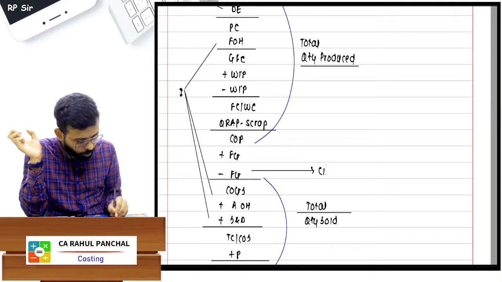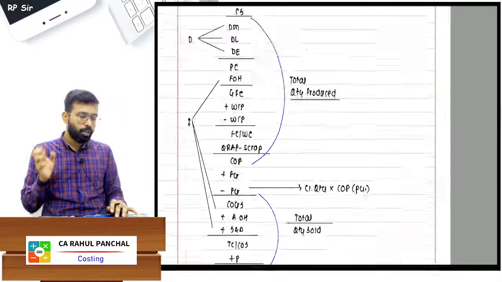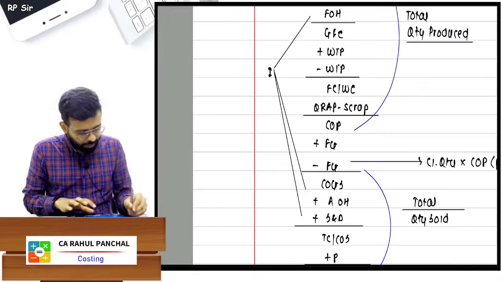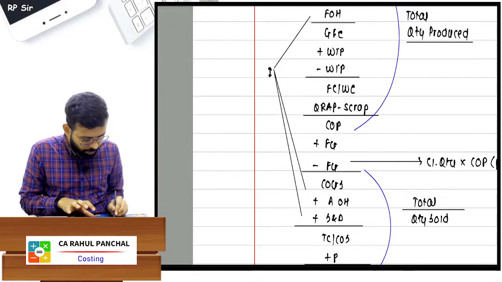Acha. Then, sir, how do you calculate this closing stock of finished goods? It is nothing but closing stock quantity into cost of production per unit, whatever is there in cost of production, that is the formula. And if the question is silent, we know that administration will always be the administration overhead.